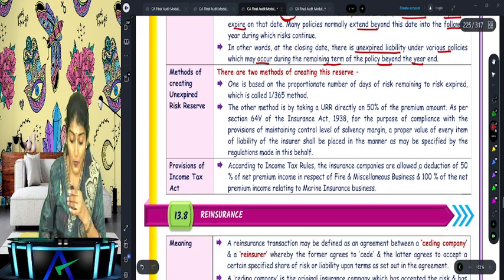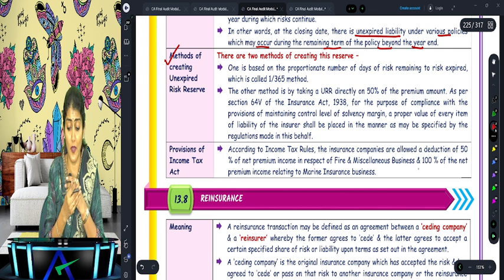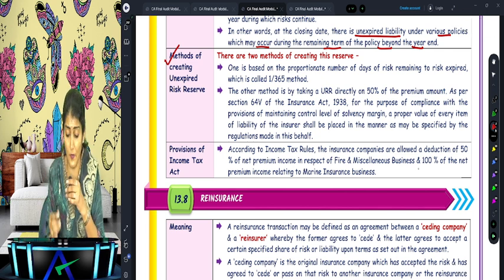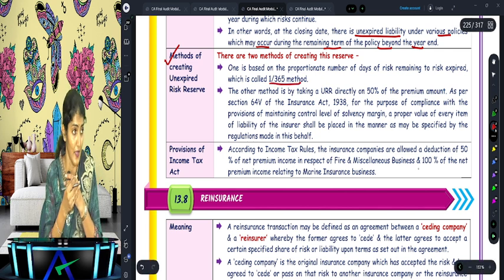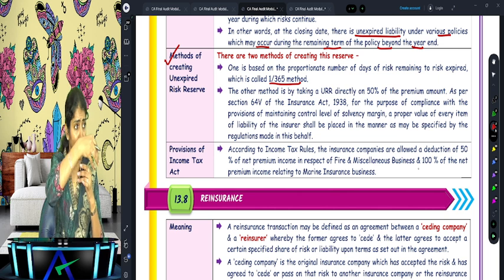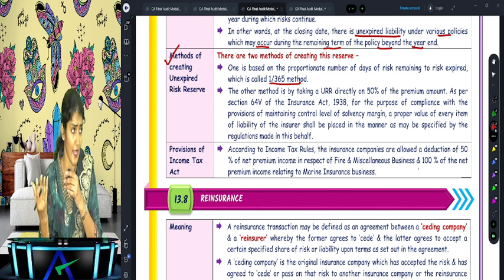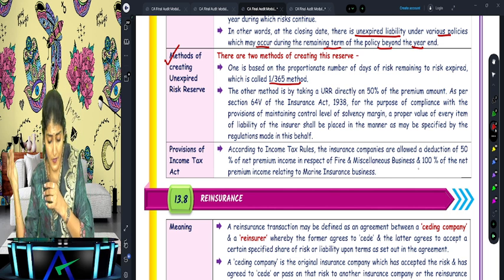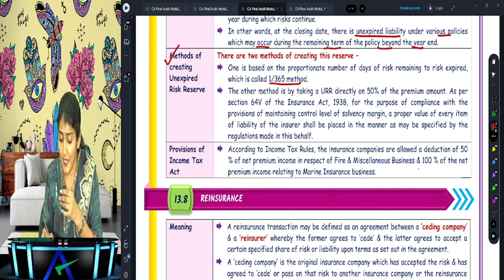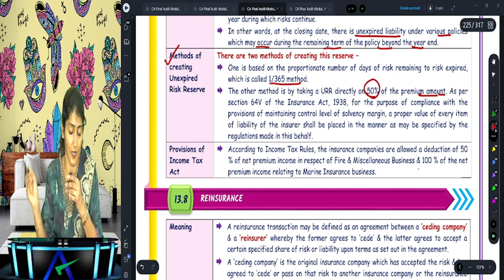Okay. Then what are the methods of creating this URR? It says there are two methods. One is the 1:365 method. So say 180 days of the policy fall in the current year and 185 days in the next year. On a proportionate basis you do the calculation of the unexpired risk reserve. And another method is taking 50% of the premium amount.